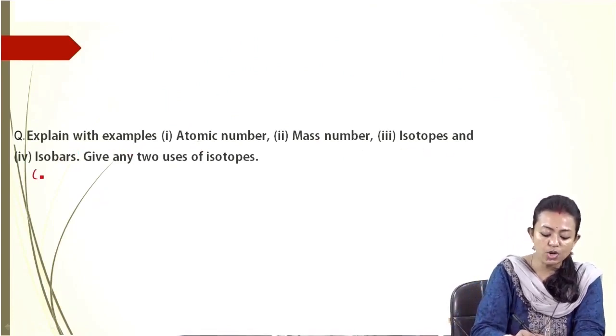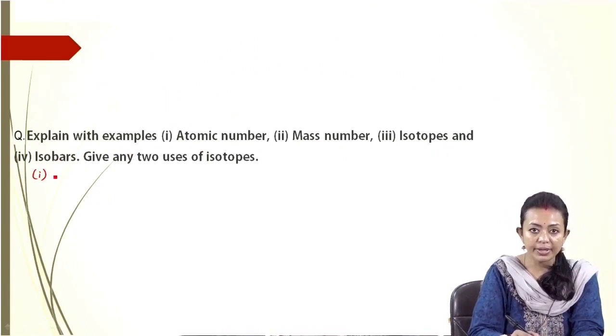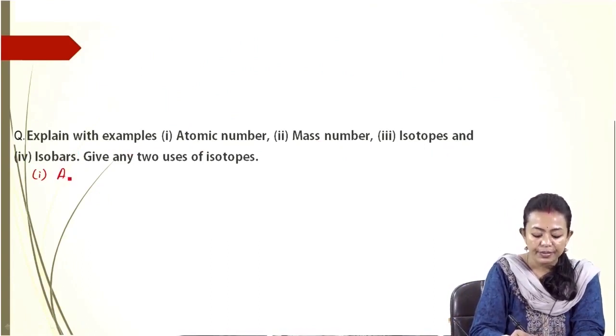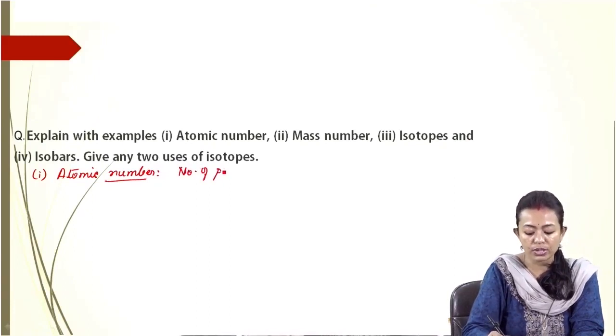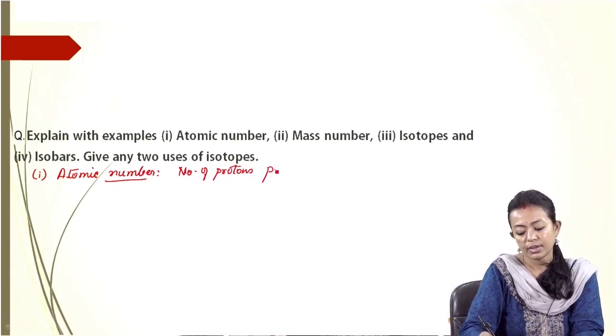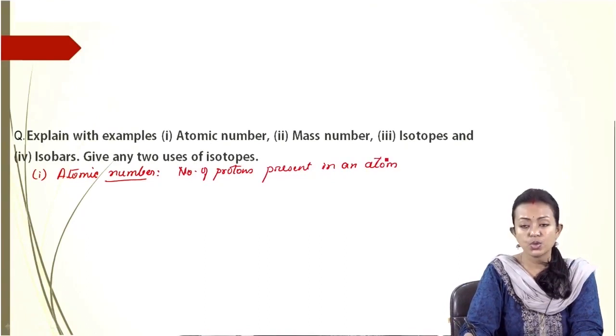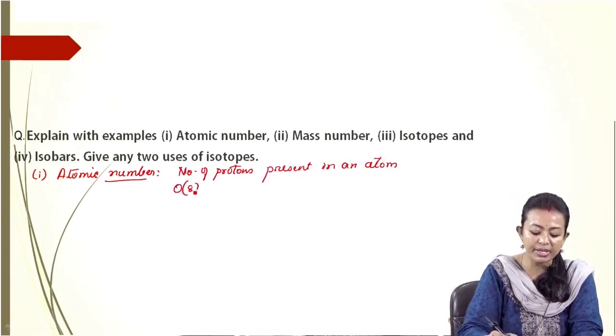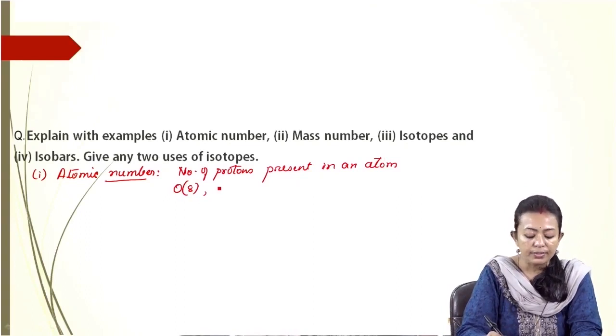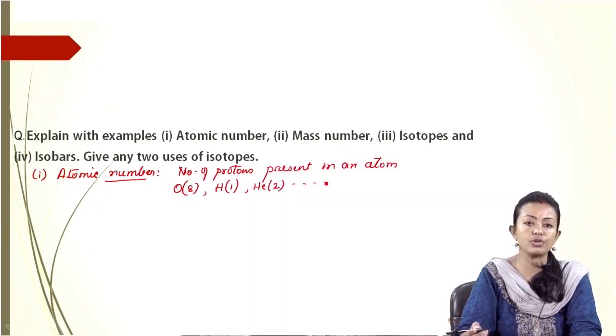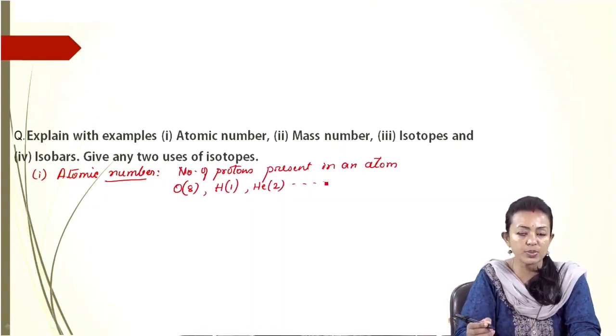Okay. So what is the atomic number? So atomic number is the number of protons present in an atom. So we can have oxygen as an example with atomic number 8. We can have hydrogen with atomic number 1, helium with atomic number 2, so on and so forth. So the number of electrons or the number of protons present in an atom tells you about the atomic number.